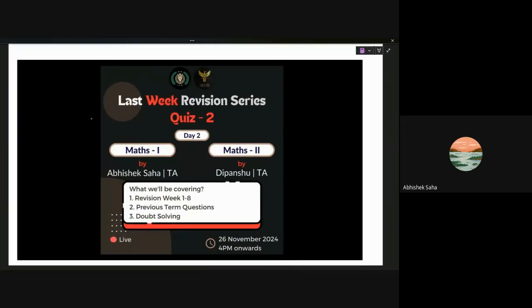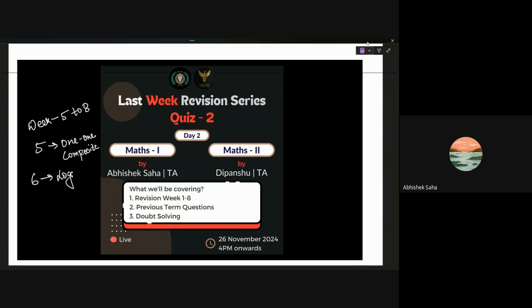In this week, the most focus will be on quiz 2, from week 5 to 8. In week 5, we have learned about composite functions and exponential functions. In week 6, we have learned logarithmic functions, right?